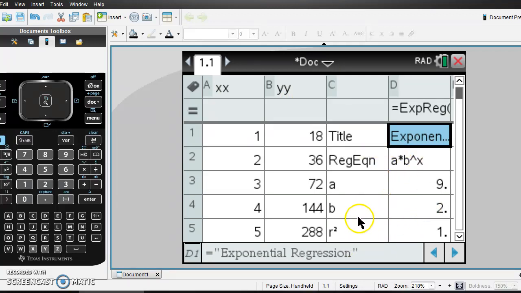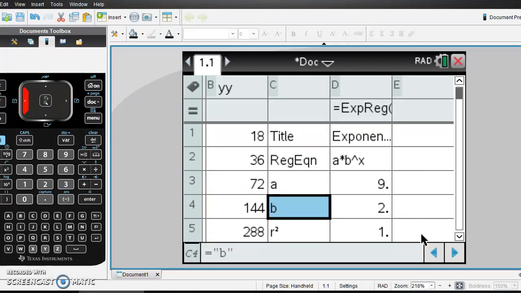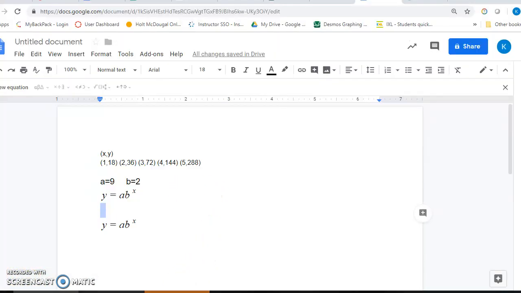Now what it does is it puts some information for me over here. It tells me what my A would be and what my B would be. Okay, so this is actually a regression line that fits this perfectly. So my A is 9 and my B is 2. So what that means is this is the A times B to the x. That is what the general equation is for exponentials.